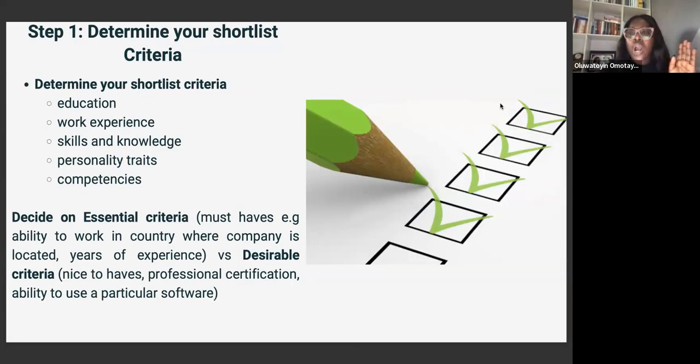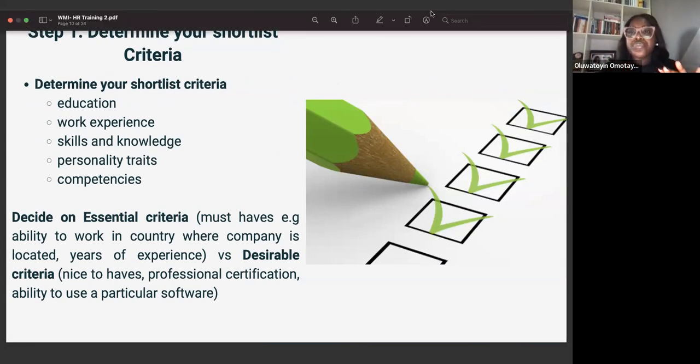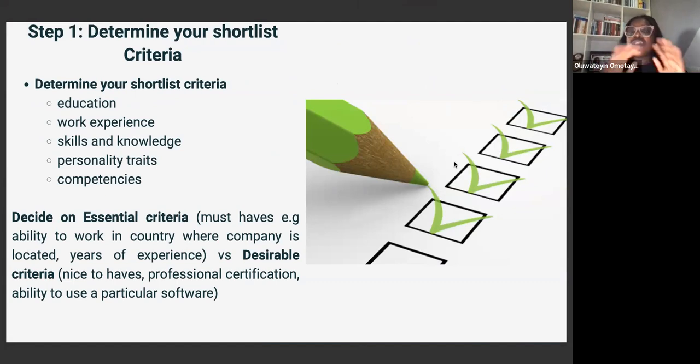What are the things that you look out for? I already gave a brief overview of this when I started to talk, about reviewing the application form. The first thing you need to do is to determine your shortlist criteria, right? What are the things that you're looking out for in terms of their education, work experience, their skills and their knowledge, personality traits, competencies? These are some things that you want to look at, right? Then you decide on the essential criteria.